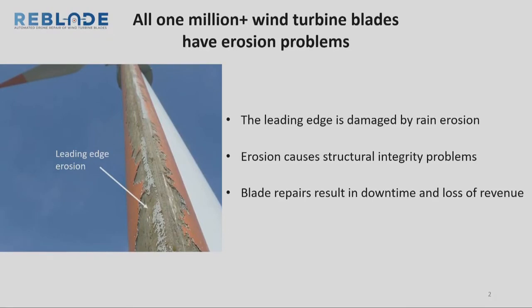Obviously, if you need to do a major repair on a blade that's not part of a normal operations and maintenance schedule, that's causing a lot of loss of energy, and that's loss of revenue. In fact, it's believed that leading edge problems on blades are now the biggest blade issue there is, probably accounting for some 50% of all uptower costs on blades.